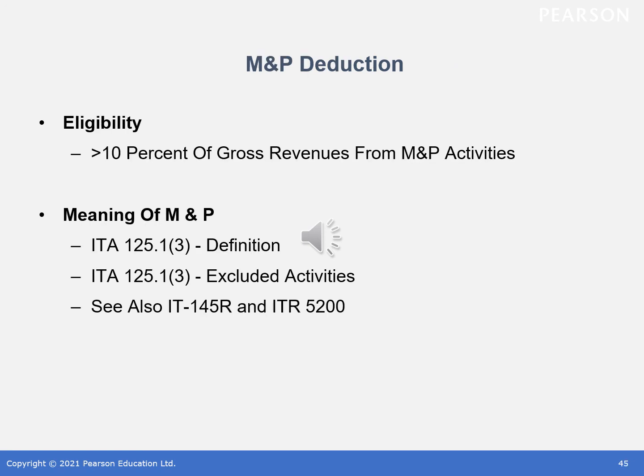The eligibility factor of this deduction is that at least 10% of the gross revenues need to be from manufacturing and processing, and specific definitions can be found in the Income Tax Act Section 125, but we don't go into detail because it has no effect on the federal tax payable.